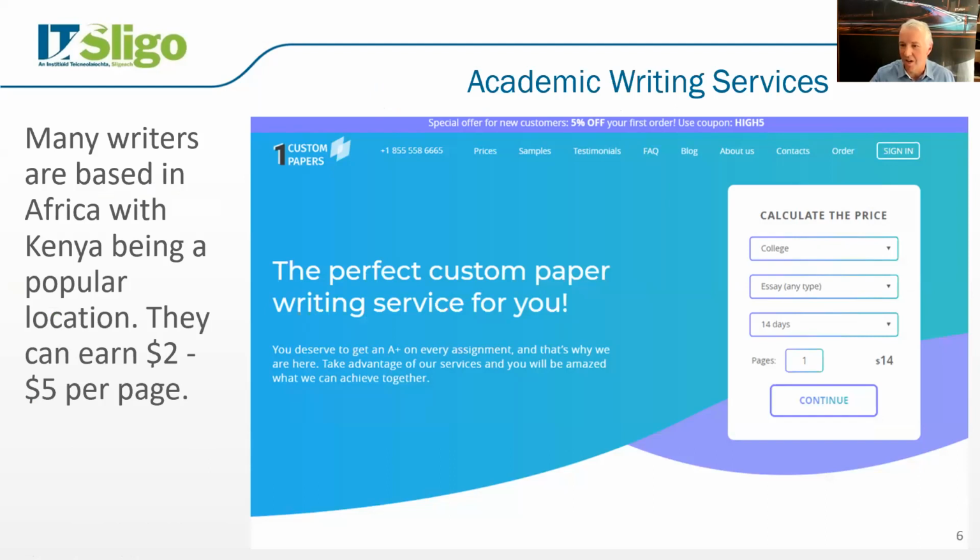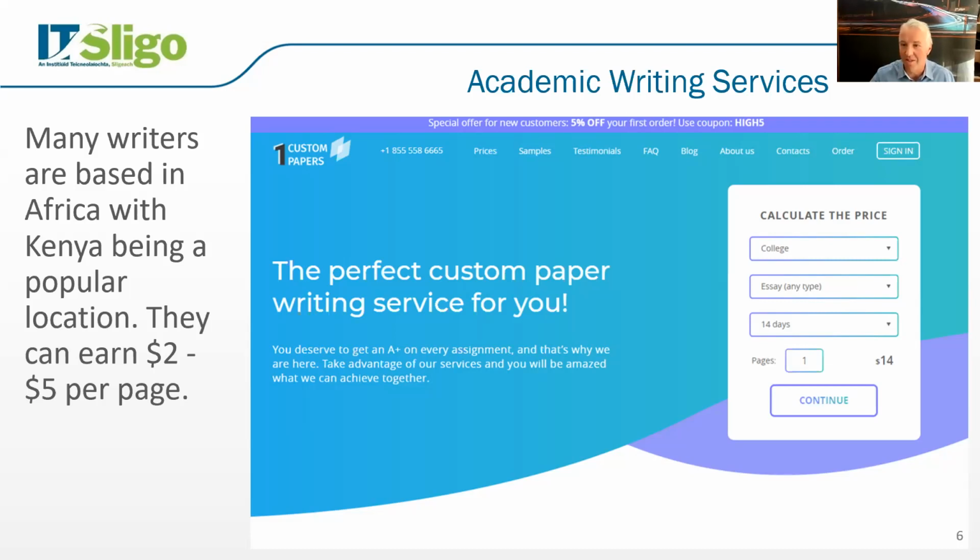There's stories of essay mills in Kenya in particular being a popular location. The writers get about $2 to $5 a page. They'll write on anything. You give it to them, they'll write on anything. You can see here, you calculate the price. You can click on college and probably your own college will drop down. Maybe even your own course might be in a drop-down list now.